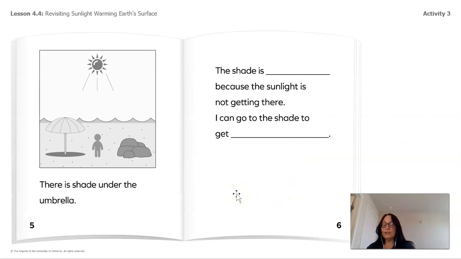The shade is under the umbrella. So let's go ahead and answer that. The shade is cooler because the sunlight is not getting there. I can go to the shade to get cool. Let's do that again. The shade is cooler because the sunlight is not getting there. I can go to the shade to get cool. You see how we use those words? I'm sure your book is going to look amazing.